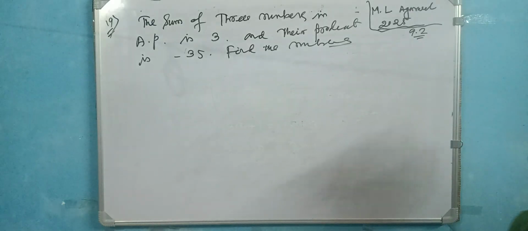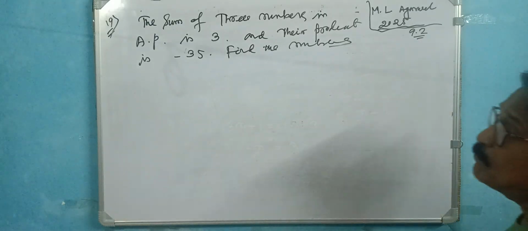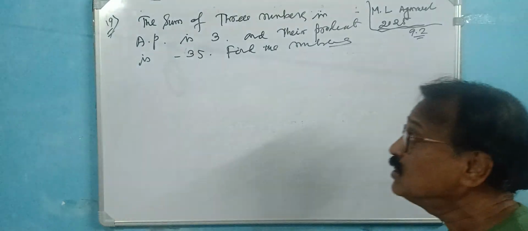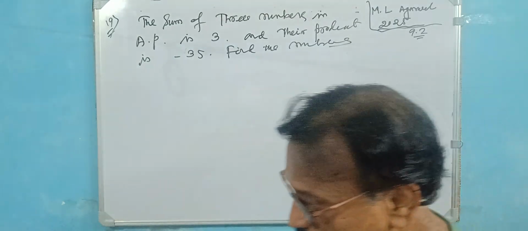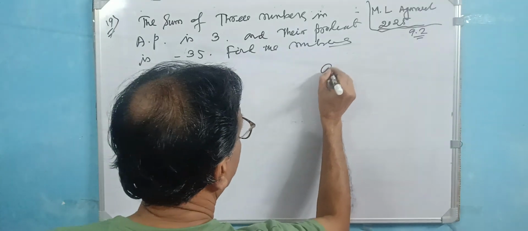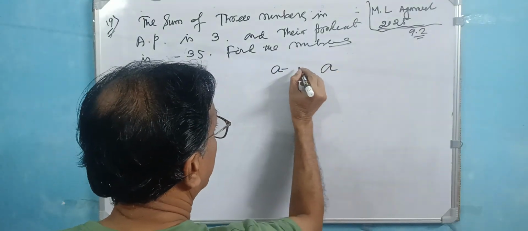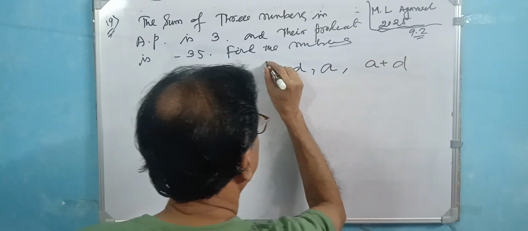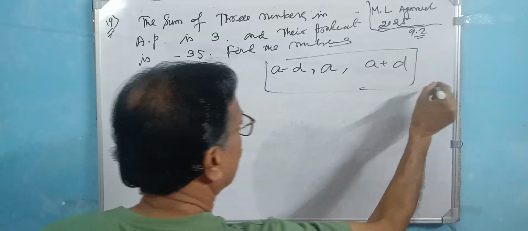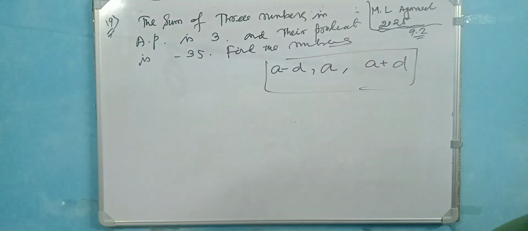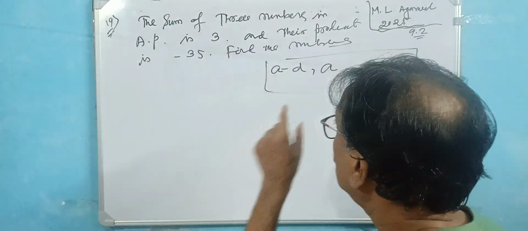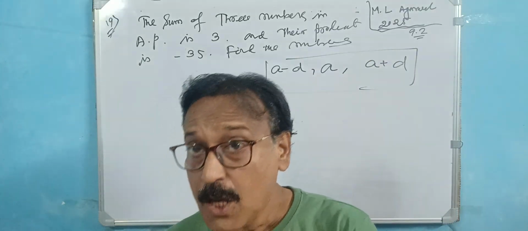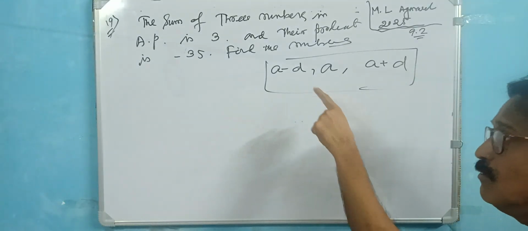First, you know the sum of the three numbers. In the previous video we discussed when three numbers are in AP. You take it in this way: the middle term is A, the common difference is D. The previous term is A minus D, and the next term is A plus D. This is the rule when three numbers are in AP. So the middle term you just take as A, and for the previous term, the common difference, you just take D.